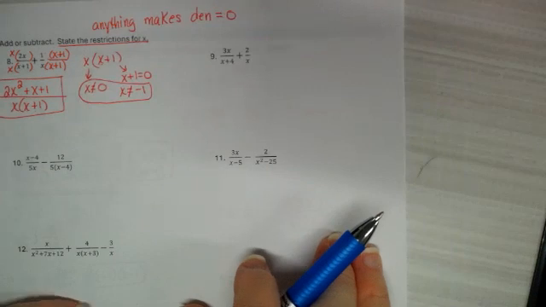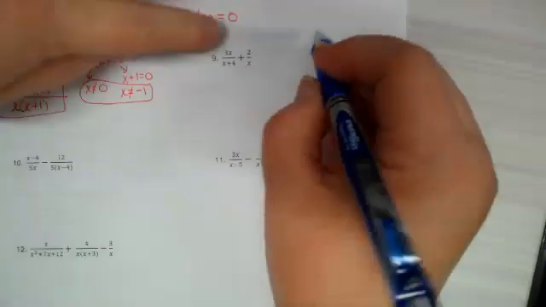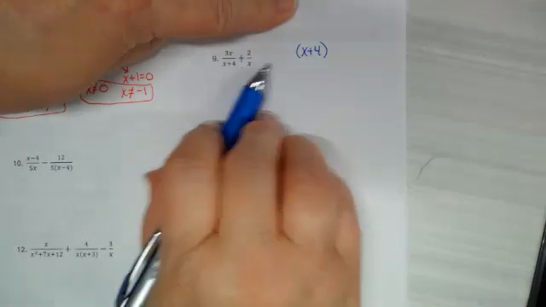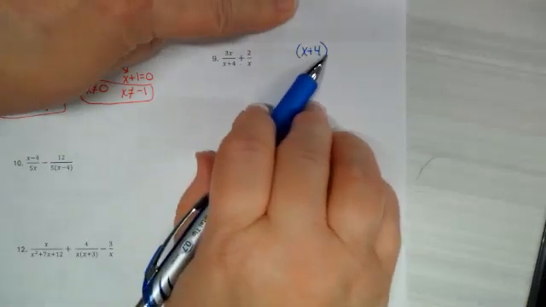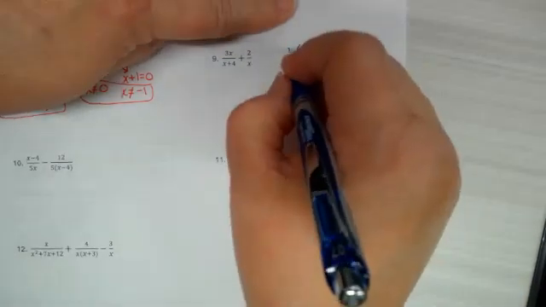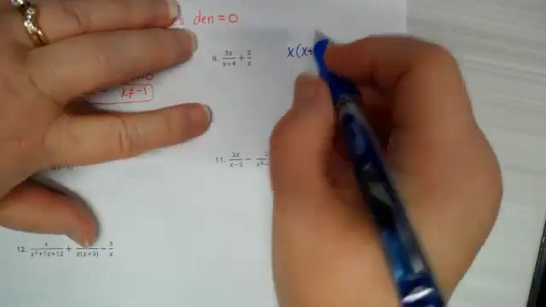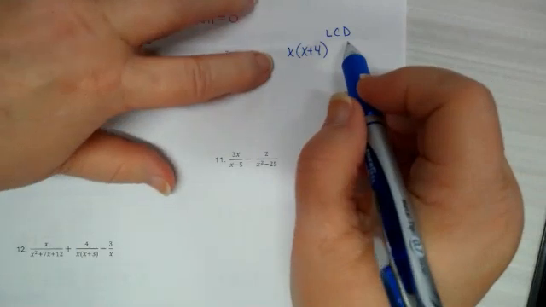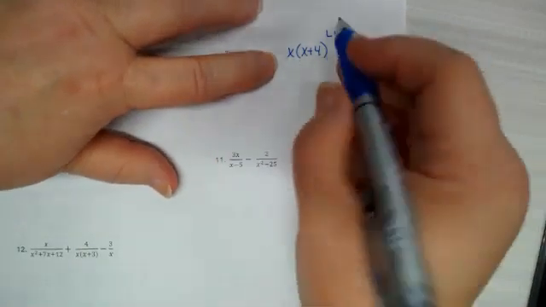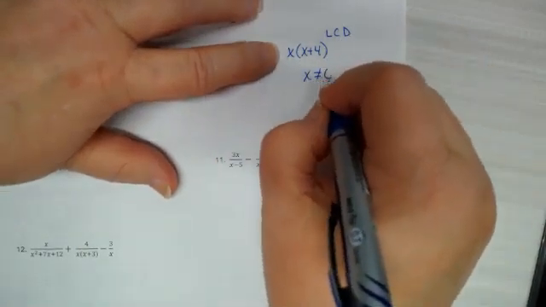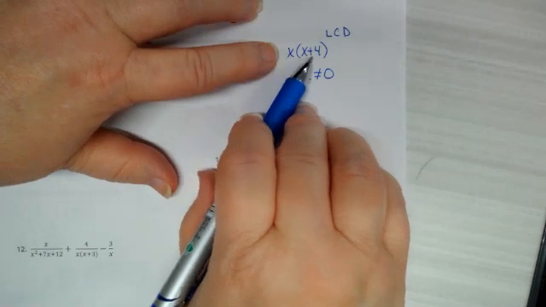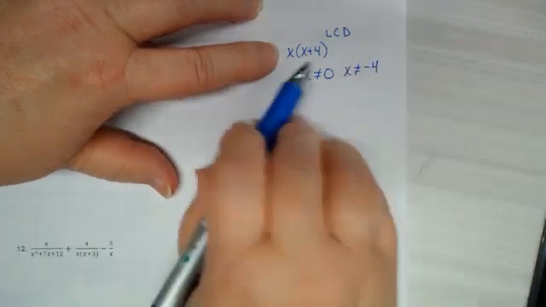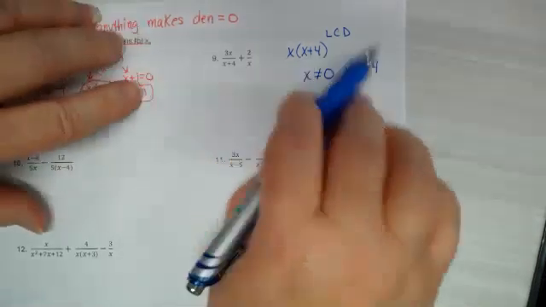All right, next up, a very similar problem. So my common denominator, I've got my x plus 4. And remember, this x is different because this x is attached to the 4. So I need a separate x that's all by itself. So that's my common denominator, my LCD. And my restrictions are going to be whatever makes this equal 0. Well, x can't be 0 because then that would be 0. And this one, x can't be negative 4 because that would make this one equal to 0. So there are my restrictions.